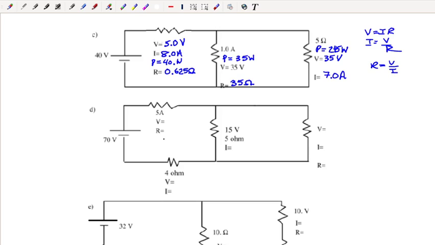If you feel like you're kind of getting the hang of this, why don't you pause your video now and then try part D and part E for yourself, and then come back and see how you did.